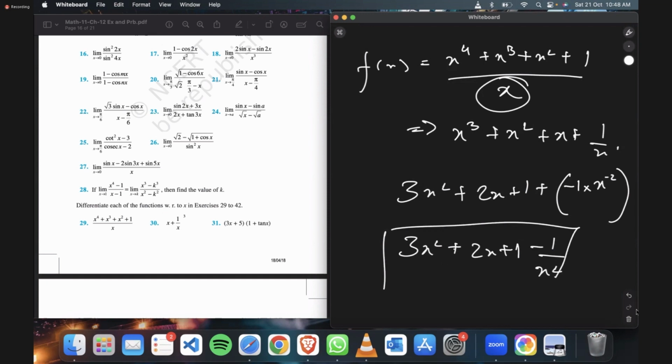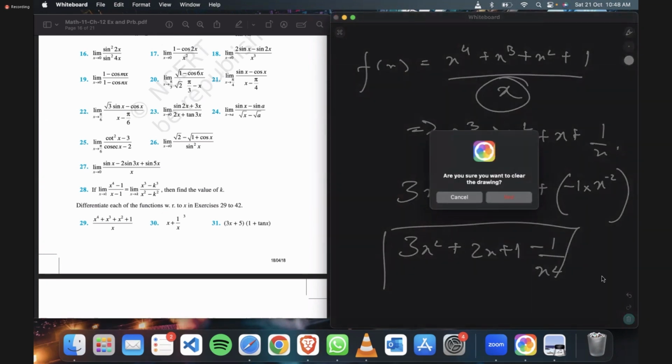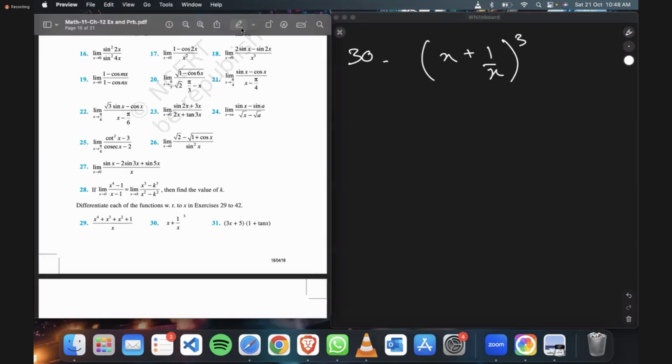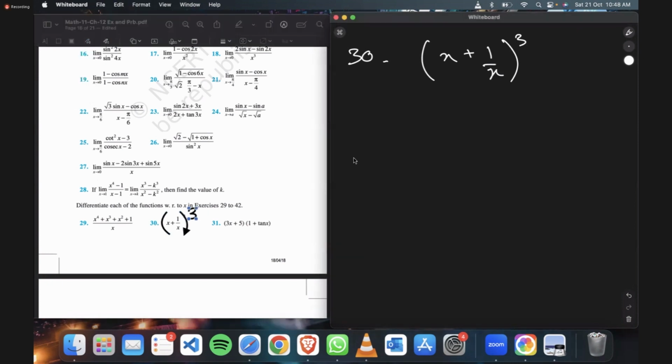Question number. What is the next question? Question number 30th. I think there must be a bracket like this. Alright. Let me draw it. Let's see if I can draw it. It is not helping me these days. So there has to be a bracket like this, and then a power of 3. Alright, perfect.